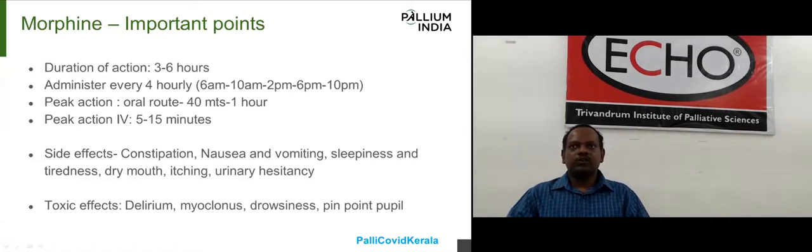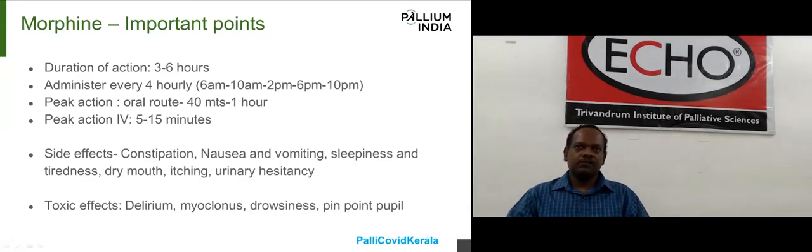And we can also give morphine as and when needed. But we have to wait for at least 1 hour to administer the SOS dose. If you give morphine orally, it will take about 40 minutes to 1 hour to have its peak action. So that's why we have to wait for 1 hour. And if you give morphine intravenously, it will take about 5 to 15 minutes for its peak action.